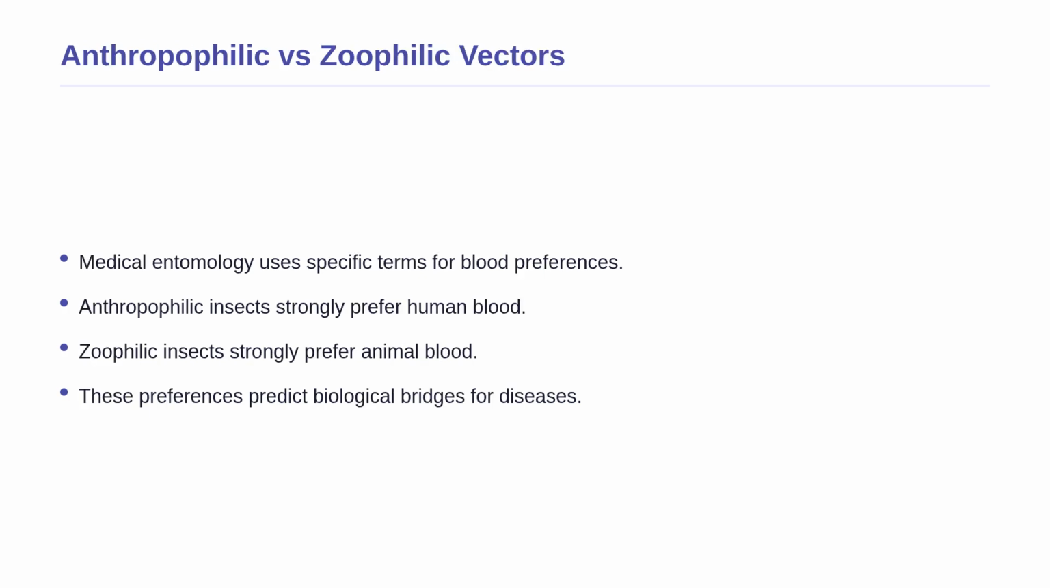Building on those broad classifications, medical entomology uses very specific terms when human health is on the line. We classify insects based on their ultimate target. Insects that strongly prefer human blood are called anthropophilic. On the other hand, insects that prefer animal blood are known as zoophilic. Understanding whether a local mosquito population is anthropophilic or zoophilic allows scientists to predict which insects are capable of acting as biological bridges. This tells us exactly how diseases might jump between animal reservoirs and human populations.